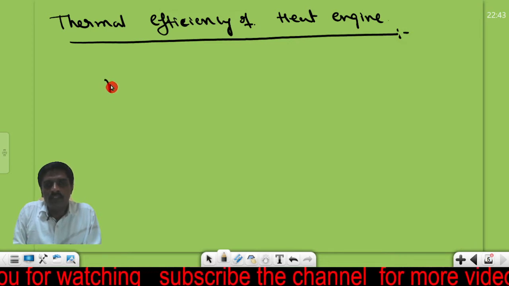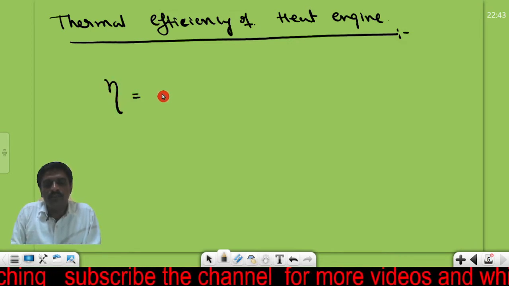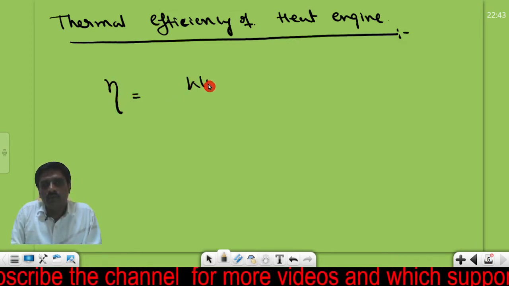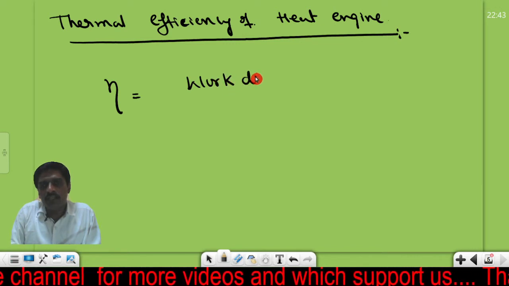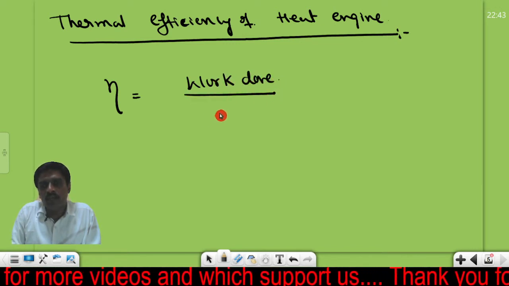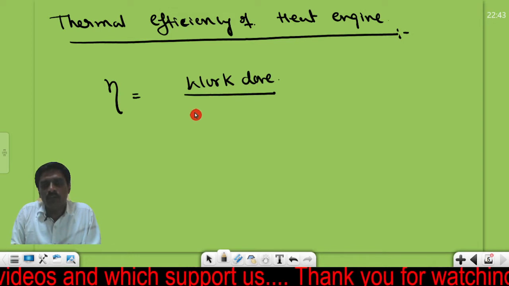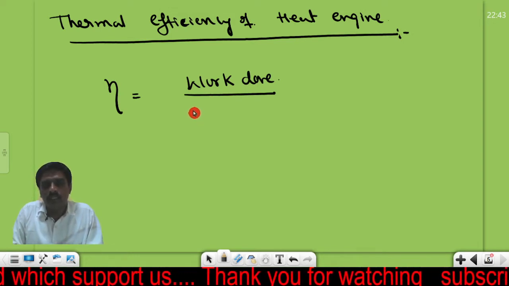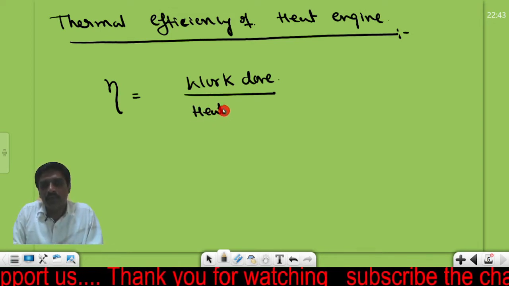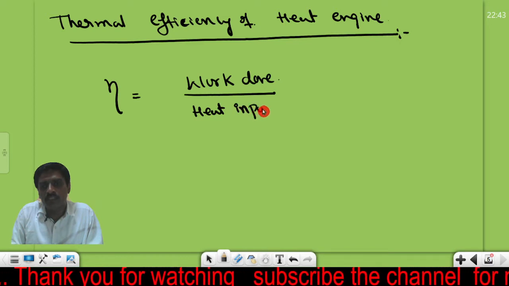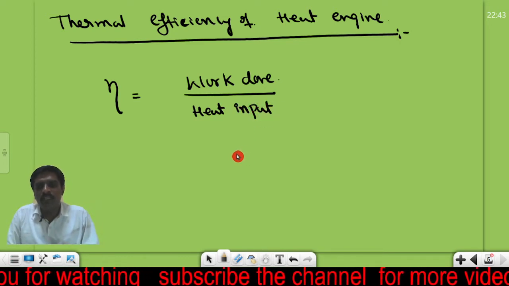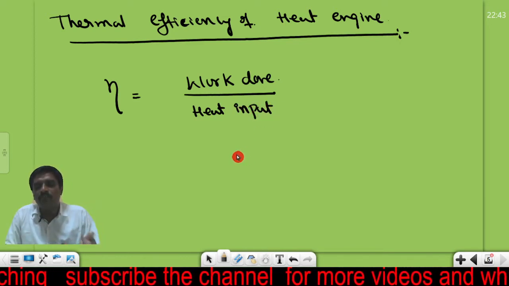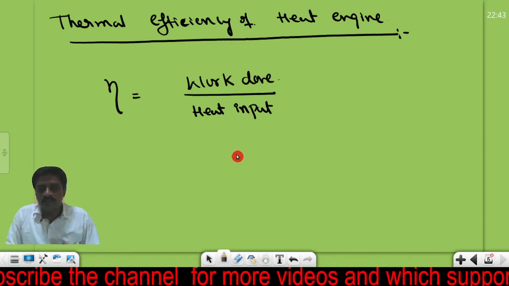The mathematical formula for thermal efficiency is denoted with eta, which is equal to the work done by the heat engine in a cycle divided by the amount of heat absorbed, the amount of heat taken in by the heat engine. That is equal to the heat input, the heat absorbed by the heat engine.